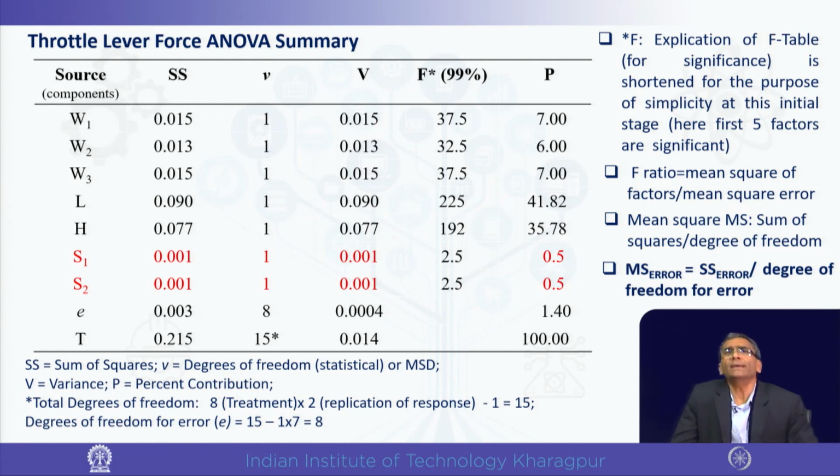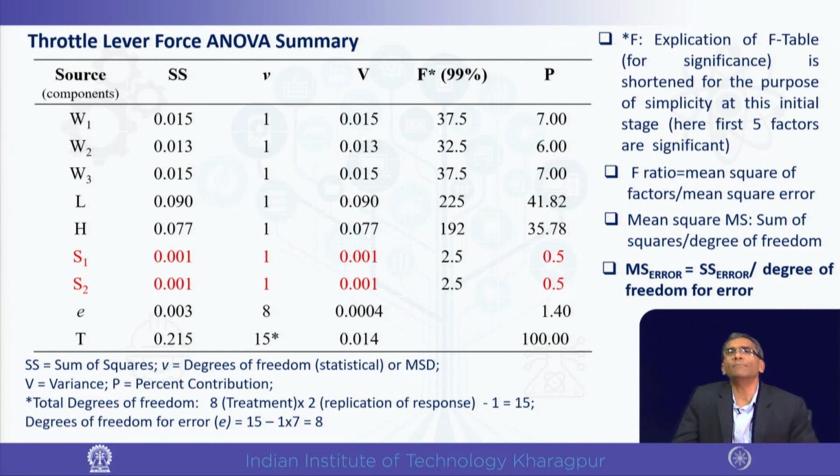Here we find that the sum of square values, based on the data already provided, is 0.15, 0.13 and so forth. Sum of squares, etcetera, you have already got that. Now, degrees of freedom are 1, and total degrees of freedom, since there are 8 experiments and 2 replications, means 16, and we know the degrees of freedom would be 16 minus 1, that is 15, which is at the bottom. So, total degrees of freedom is equal to 8 treatments into 2 replications, minus 1, is equal to 15.